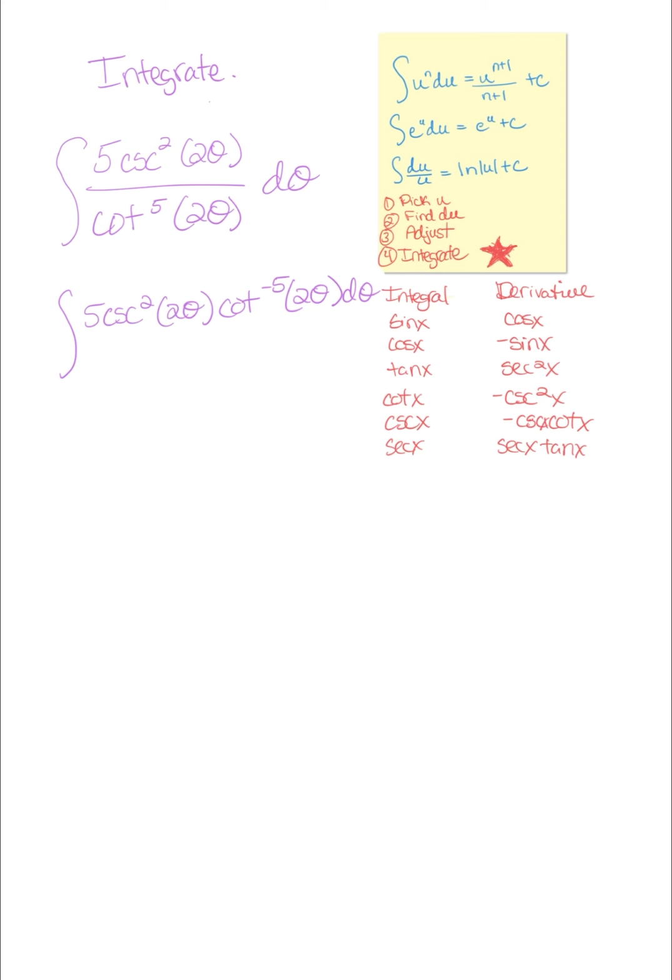Okay, and so we're going to look over here. Well, cosecant squared, is that a derivative? Well, we have that negative cosecant squared x, or in this case 2 theta, whatever the angle is, is a perfect derivative of the integral cotangent x. Well, what about, we have cotangent right here. But that's not what we're going to do.